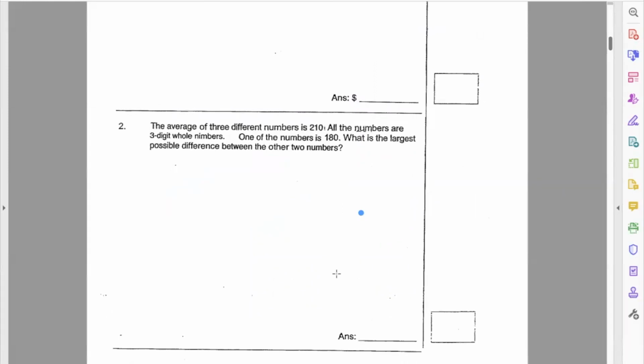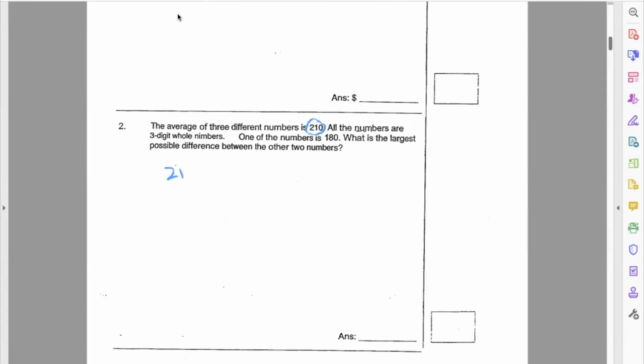Okay. Next question, let me read this one from when we clear away the dots. So the average of 3 different numbers is 210. All the numbers are 3-digit whole numbers. One of the numbers is 180. What is the largest possible difference between the other 2 numbers? So first, the question provides you the average of 3 numbers, which is 210.